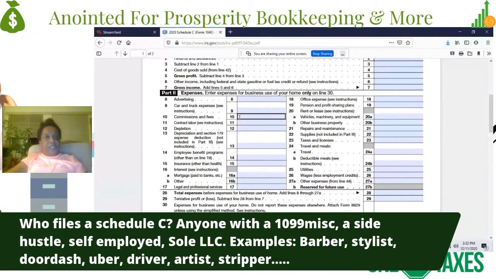Commissions and fees. If you sell a product in which you pay someone a commission for sales. Contract labor is for people that were independent contractors that were paid, people that were not paid a regular payroll check with taxes, etc. coming in. So if they had people who came and helped them work for their business and they just paid them cash, here's where this will go.